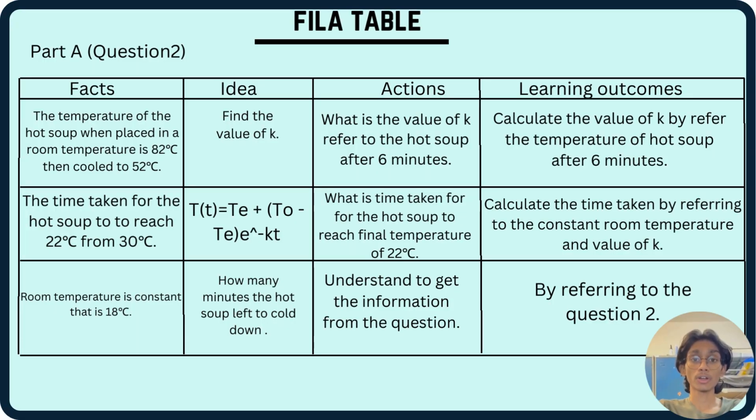Hello, my name is Durgeshwaran. In this video, I'll explain about the FILA table. For part A, question 2, there are 3 facts. First one is the temperature of the hot soup when placed in a room temperature is 82 Celsius, then cooled to 52 Celsius. For these facts, the idea is to find the value of k.